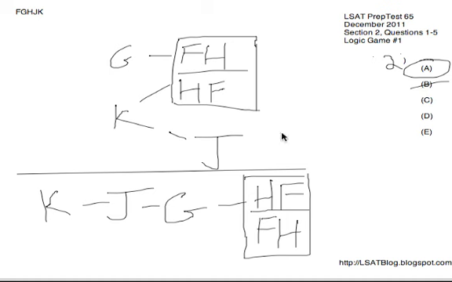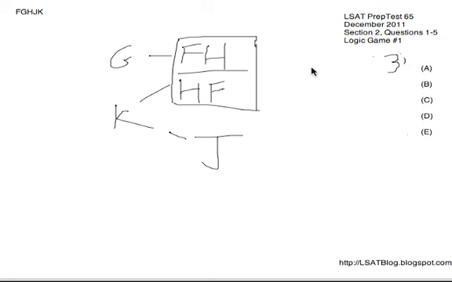Could H be third? No, H has at least 3 things before it, K, J, and G, so the earliest H could ever appear is 4. Could we have J on 3? No, J could only have 1 thing before it, and always has 3 things after it, so J has to be on 2. And then could K be 2? No, K is before everybody, so K has to be 1. And A is our answer to number 2.